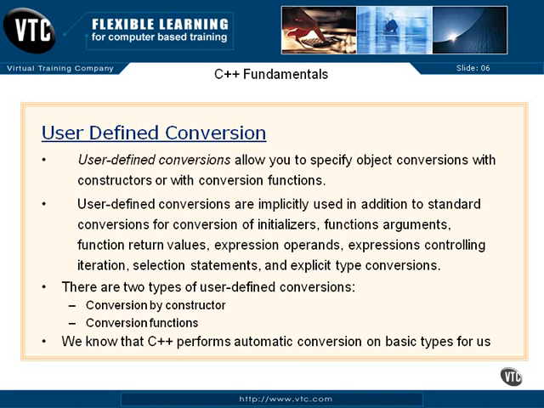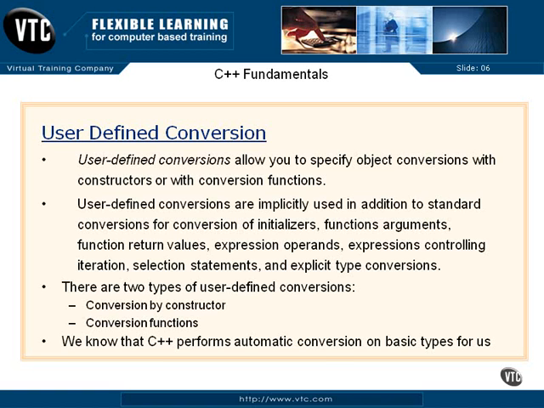And of course, we'll look at some code here in just a second to back this up and show you what I'm talking about. They're implicitly used in addition to standard conversions to convert initializers, function arguments, function return values, expression operands, expressions controlling iteration like in a looping environment, selections, and explicit type conversions. Now, like I said, there are two types of user-defined conversions. There's conversion by constructor, and then there's the use of a special conversion function, and we're going to look at both of those.